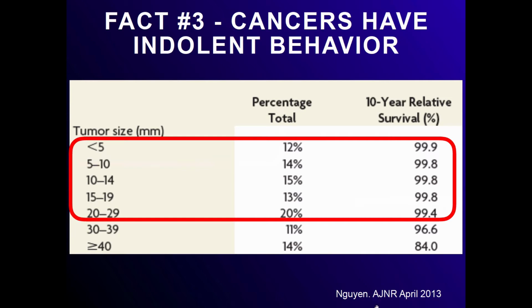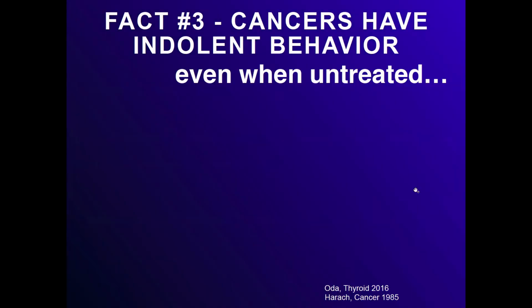And now bear in mind that the cutoffs used for ACR TI-RADS and some of the other risk stratification systems are at 1 centimeter, 1.5 centimeters, and with ACR TI-RADS we're pushing to 2.5 centimeters. But look at the survival overall. It's more than 99%. So this addresses Alan's question, what about the ones that aren't treated? Because the SEER database deals mostly with patients that are treated.